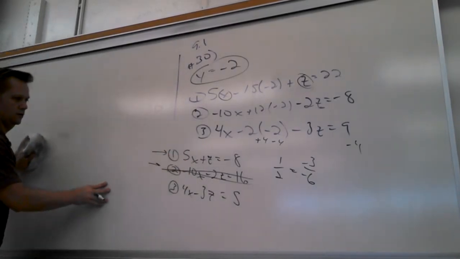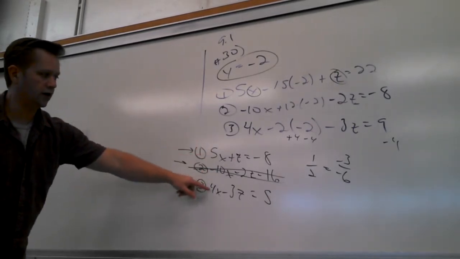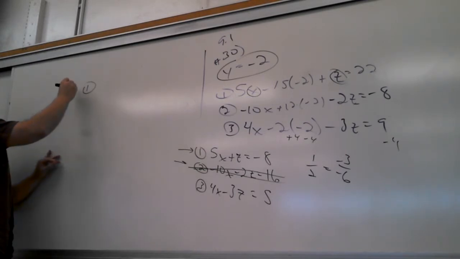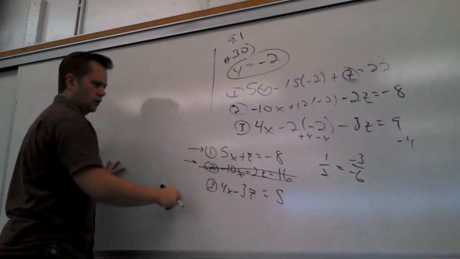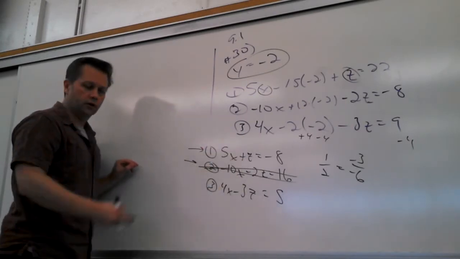I plugged in y, and you got x. Solve for x? Okay, so how did you solve for x? You took the first one, you did what? I added, so it'd be 9x. Well, if you add them, you don't kill the z's. You want to let them die.